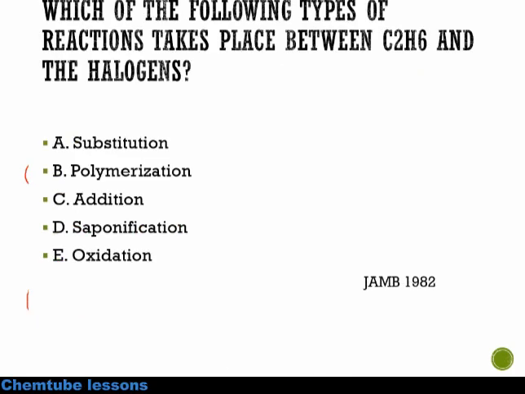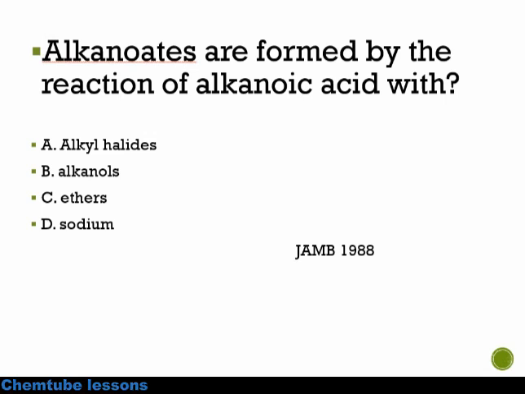Now, which of the following types of reaction takes place between ethane and the halogen? Remember, I said one common reaction among the alkanes, because ethane is a member of the alkane family, is the substitution reaction. So the answer is A. Alkanoates are formed by the reaction of alkanoic acid with... So alkanoates are actually esters. They are called esters. So this question is basically asking how esters are formed. Esters are formed by the reaction between alkanoic acid and alkanol.